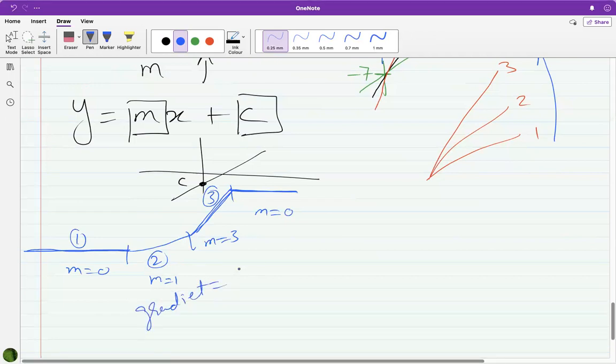So gradient is slope. The formula was y2 minus y1 over x2 minus x1. Rise over run. Do you remember this? Yes.